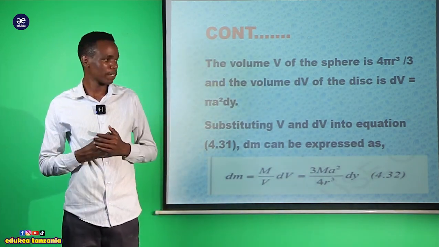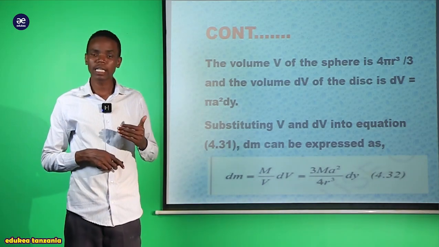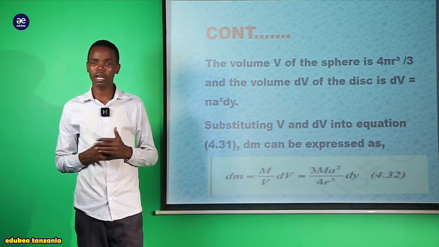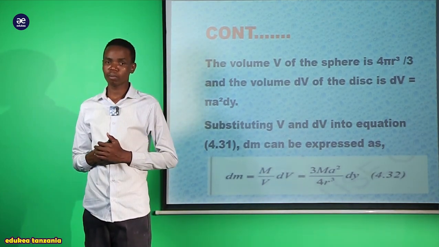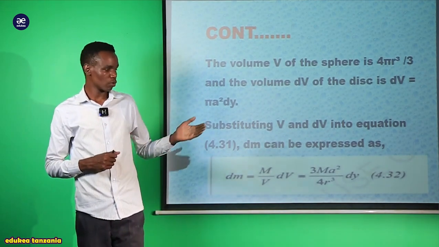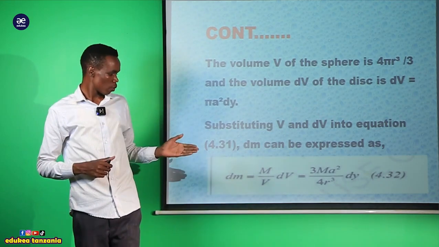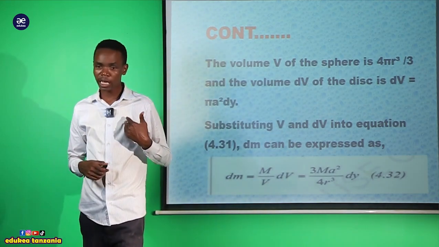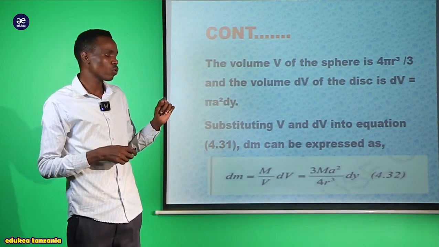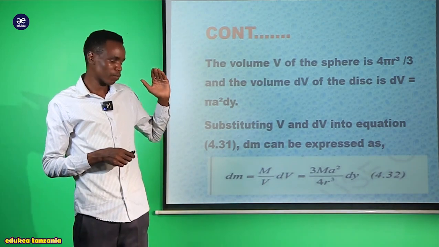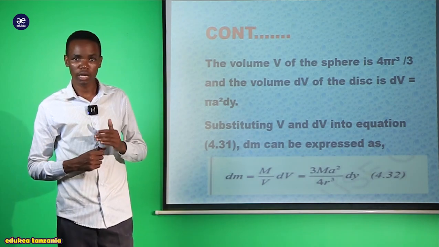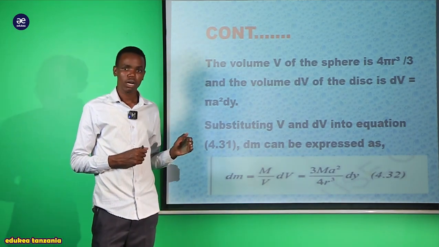we obtain that dm must equal 3 M a squared divided by 4 r cubed, times dy. Now we have obtained dm. The thing required here is to substitute into our dI, where dI must equal dm times a squared.